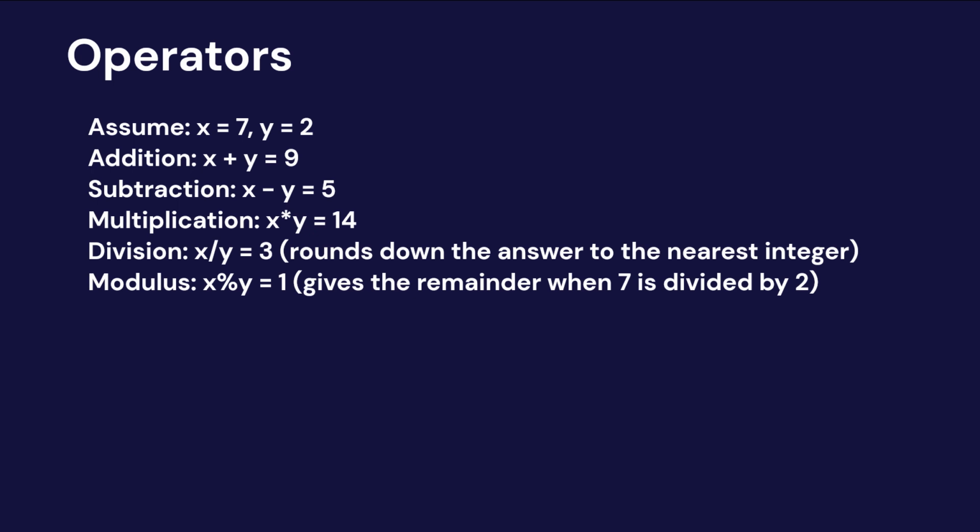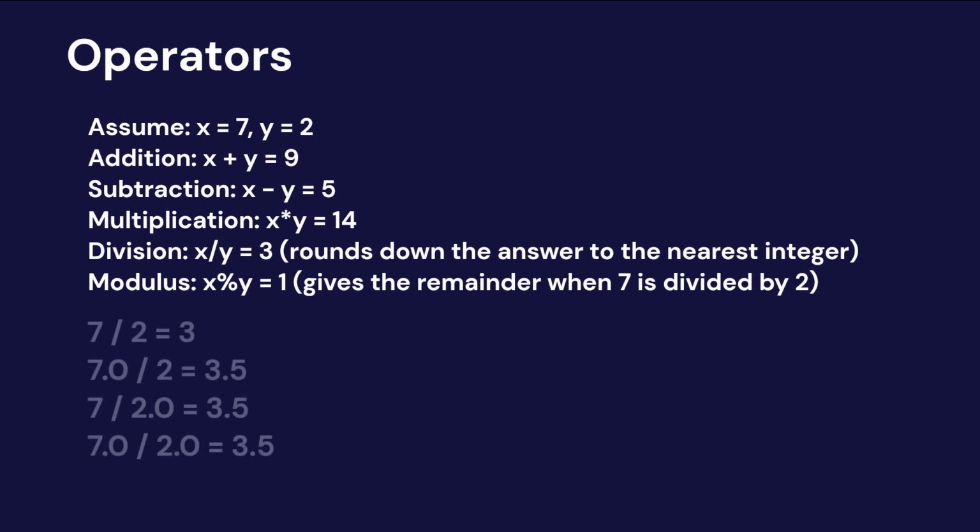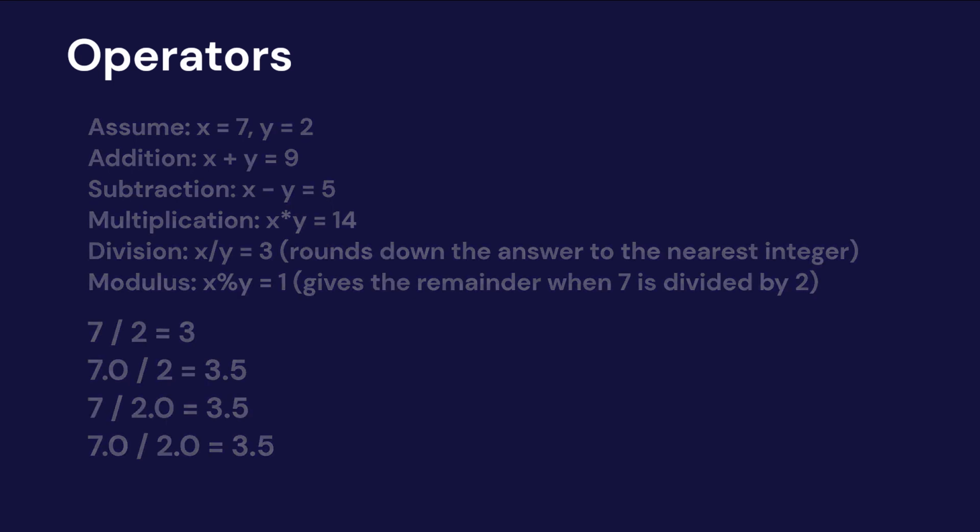In C#, division gives an integer answer if both x and y are integers. However, if either x or y is a non-integer, we will get a non-integer answer. In the first case, when an integer is divided by another integer, you get an integer as the answer. The decimal portion of the answer, if any, is truncated. Hence, we get 3 instead of 3.5. In all other cases, the result is a non-integer as at least one of the operands is a non-integer.